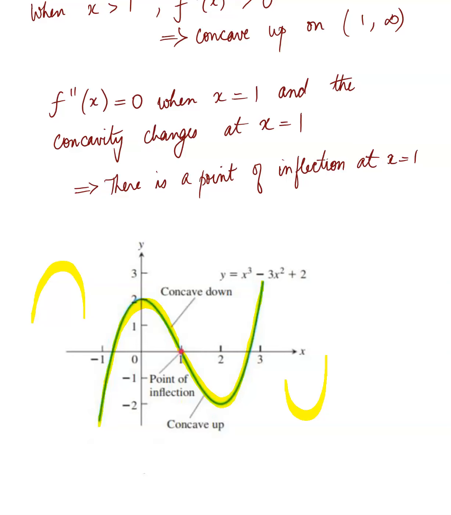In fact, you can find that point of inflection: when x is equal to 1, y is 1 cubed minus 3 times 1 squared plus 2. 1 minus 3 plus 2, negative 2 plus 2, which is 0. That's why this coordinate is (1, 0). So you can find the coordinate for the point of inflection.